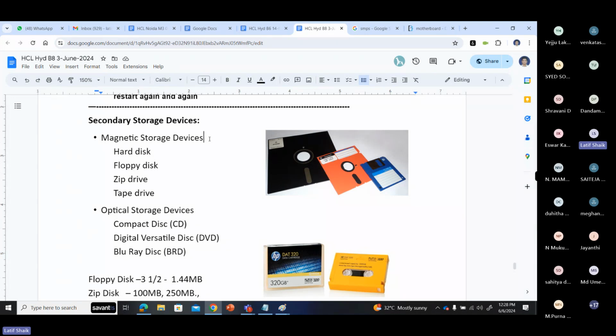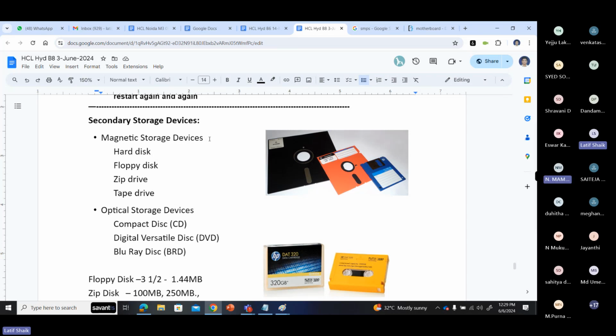So what are the secondary storage devices? What are the primary storage devices? RAM and ROM, right? What is the main memory? RAM is the main memory. RAM is also called main memory and physical memory. Main memory means RAM only. But primary memories are RAM and ROM. Without RAM and ROM, the system cannot boot. That's why they are called primary memories.